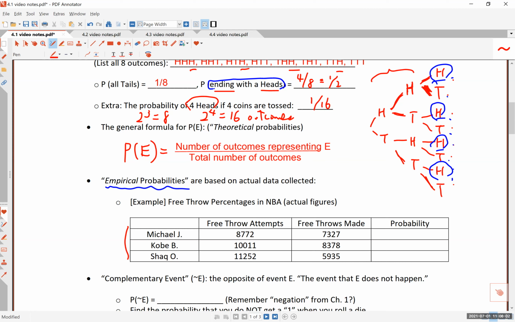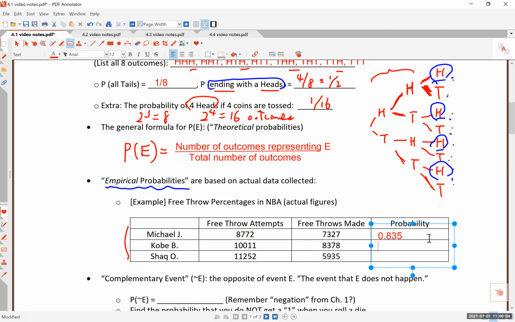This represents 3 former NBA players and their free throw percentages, actual figures. And of course, one is not as good as the other 2. You could probably guess which one if you are a basketball fan. Michael Jordan attempted 8,772 free throws, of which he made 7,327. If you divide 7,327 by 8,772, you get 0.835. In sports news, they will of course use percentages, and they will say the probability is 83.5%, or we will just call it 0.835. Kobe Bryant, another phenom, and unfortunately he has passed away, as you know.